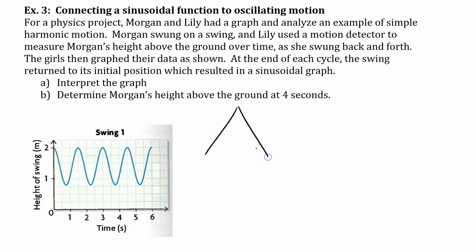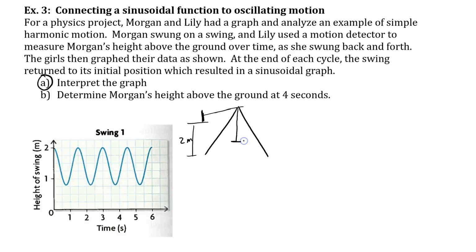The first question says interpret the graph. So I'm going to interpret it in a very physical way, and then we're going to interpret it using the tools that we just learned in the previous lesson and in the previous video. We're going to talk about the range, the equation of the midline, the amplitude, and the period. But first things first, we're starting at a maximum here, so that means that the swing is first 2 meters off the ground. Then it swings below 1 meter.